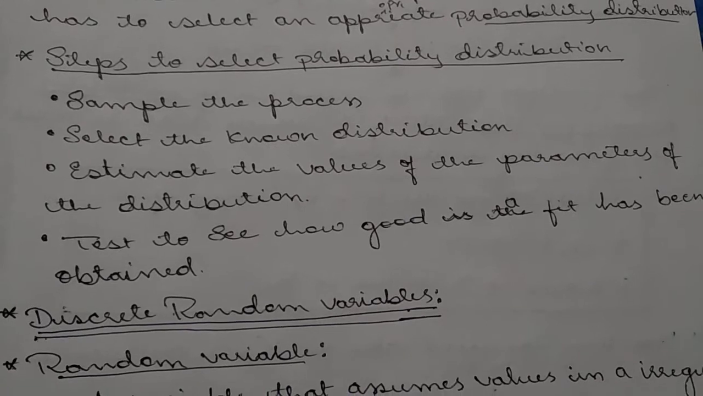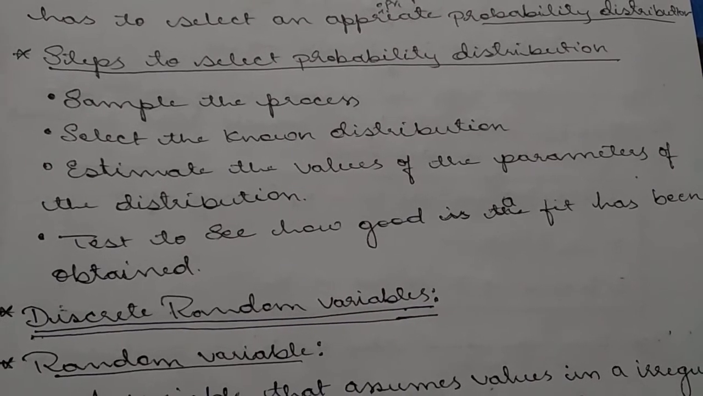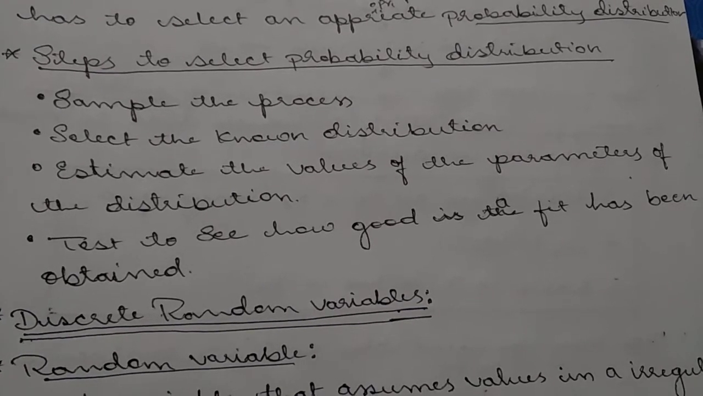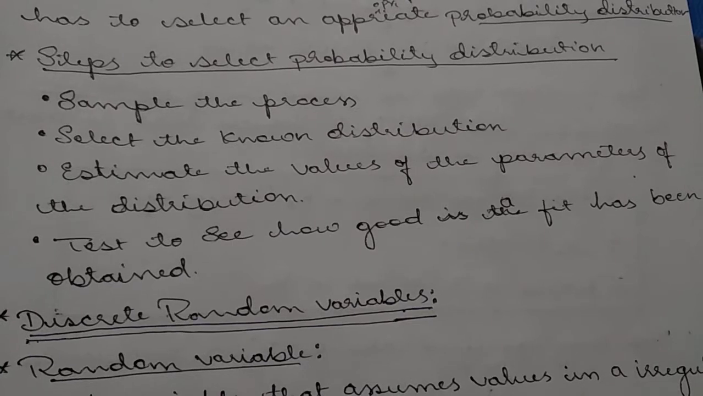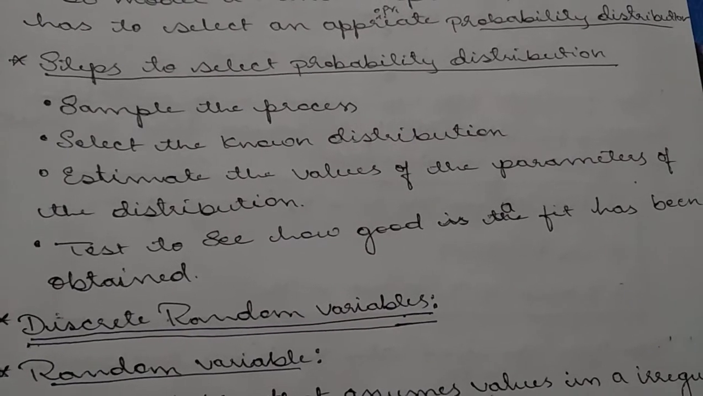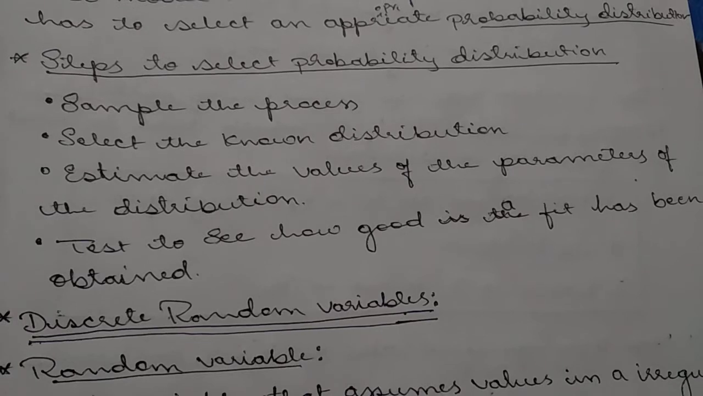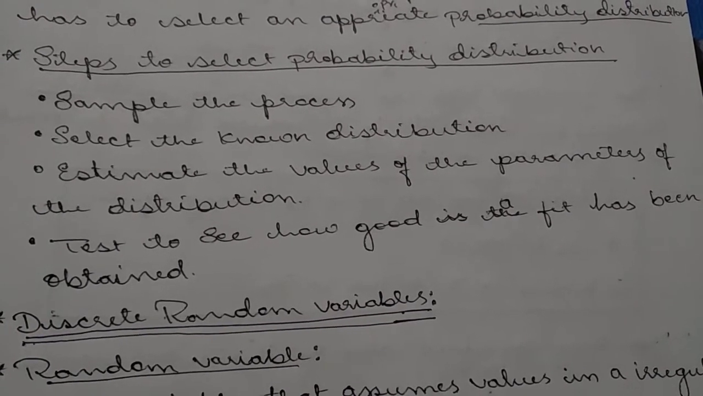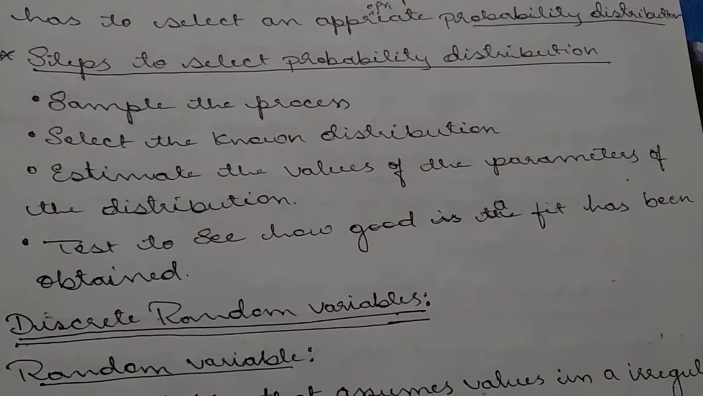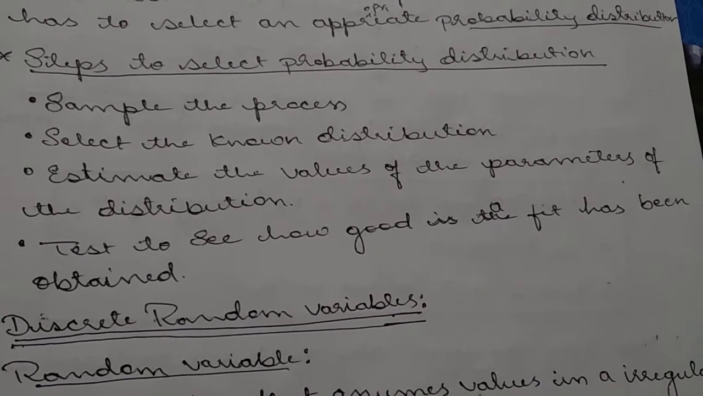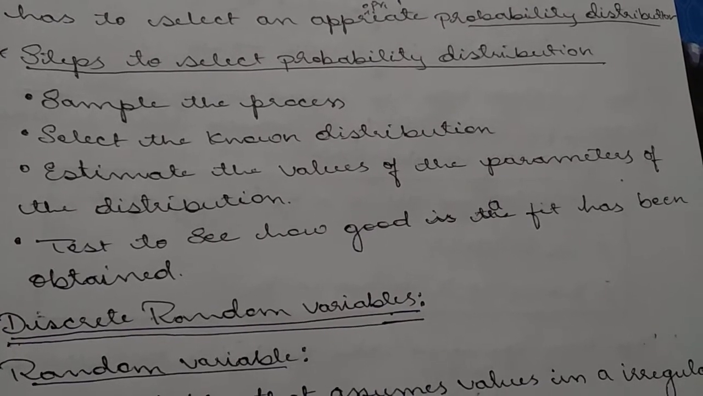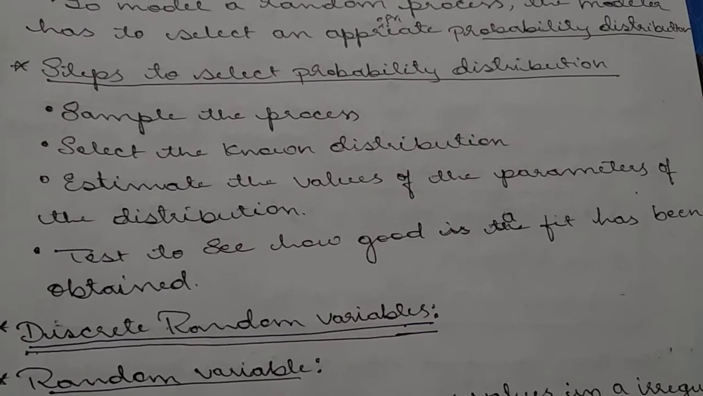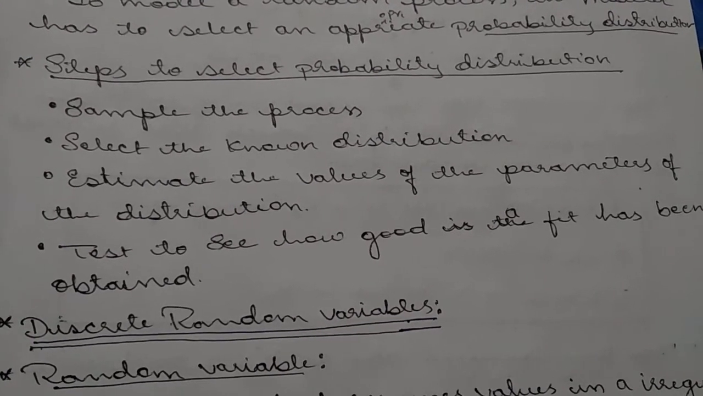Then you have to test to see how good a fit has been obtained. For example, we are expecting at max 96% of the result, but it is giving 92% or 93%. Once again you take one more distribution, then it is giving 90%. So you have to see how good a fit has been obtained, that is, how good the result has been obtained. These are the steps to select a probability distribution.